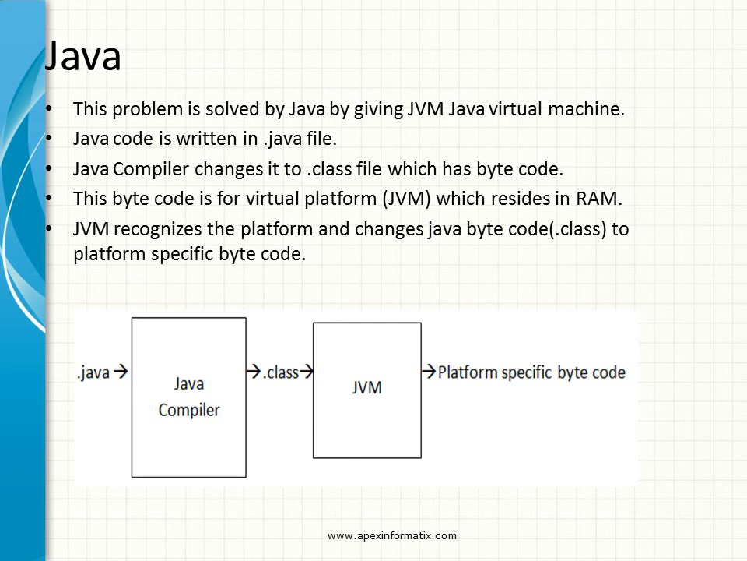Finally, Java came into the picture and it solved the problem of platform dependency completely. You must have heard that Java is a platform independent language. Let's try to understand how this was achieved in the case of Java.